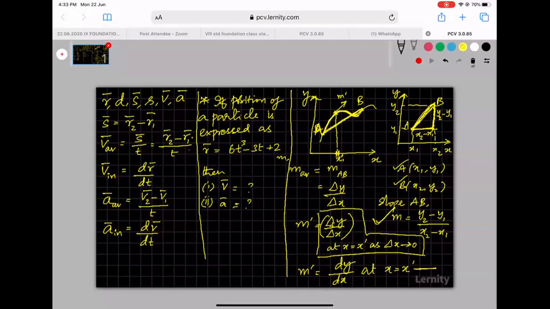Okay, we are trying to find general expressions. So the answer for the first one would be velocity vector v bar is equal to dr bar by dt. So the derivative of this function would be 18t squared minus 3 meters per second. Second one, instantaneous acceleration is dv bar by dt. It is a derivative of v bar. The derivative of v bar would be derivative of this function, which is 36t meters per second square.